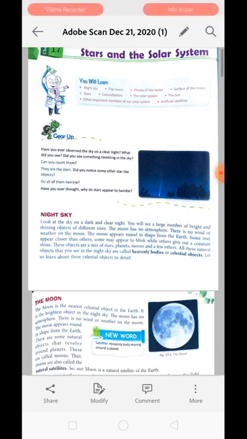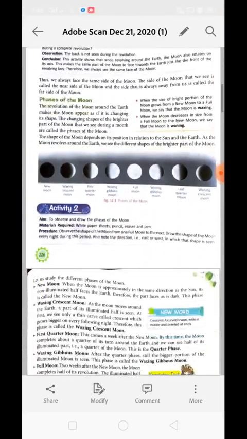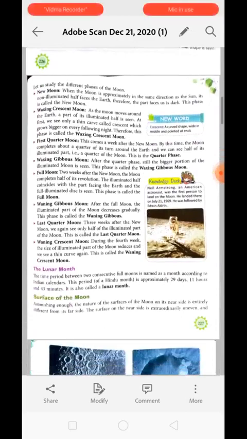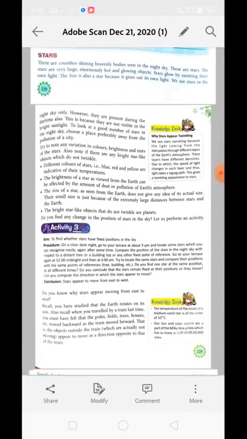And in the previous video we have learned about the moon, about the surface of the moon, phases of the moon, and about the lunar month. Now today we are going to talk about stars that are twinkling in the night sky.